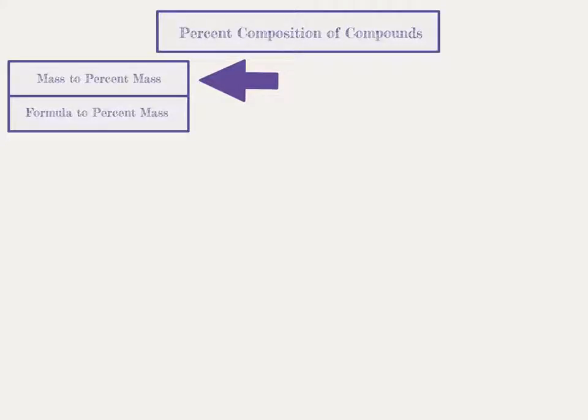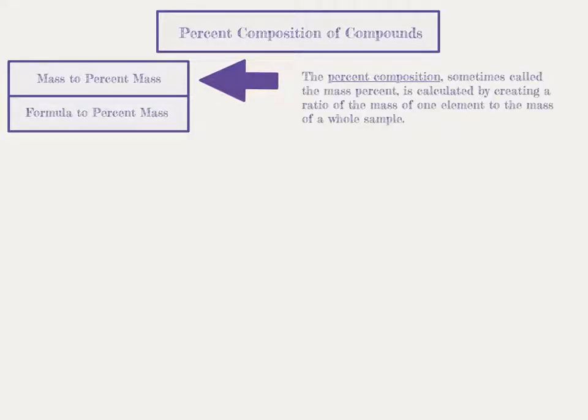In this video, we're going to talk about percent composition questions. The percent composition, sometimes called the mass percent, is calculated by creating a ratio of the mass of one element to the mass of a whole sample and multiplying by 100%.